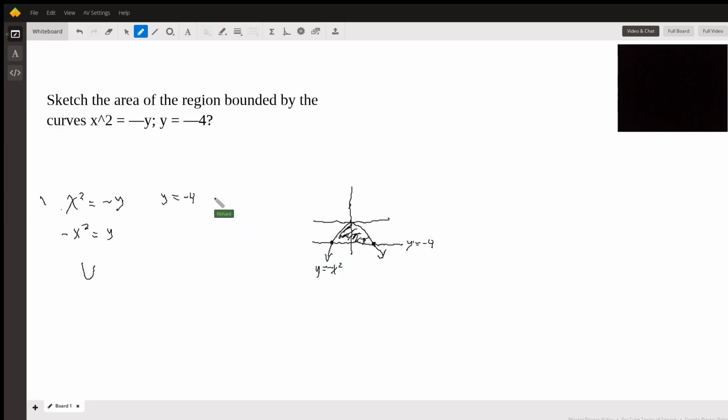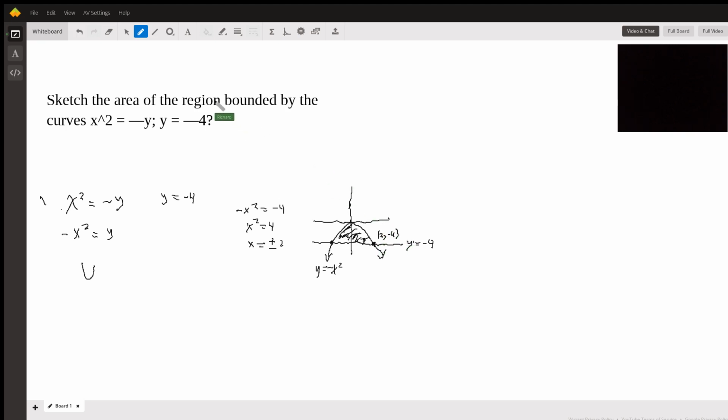The way you would find them is you would set these 2 curves equal to each other. So you'd have negative x squared equals negative 4, because the curves meet at the point of intersection. These 2 curves have the same y value. So the y value of the first curve is this, and the y value of the other curve is that. And we just multiply by negative 1. You're going to get x squared equals 4, and then x would be plus or minus 2. And so the coordinate here is going to be 2 comma negative 4.